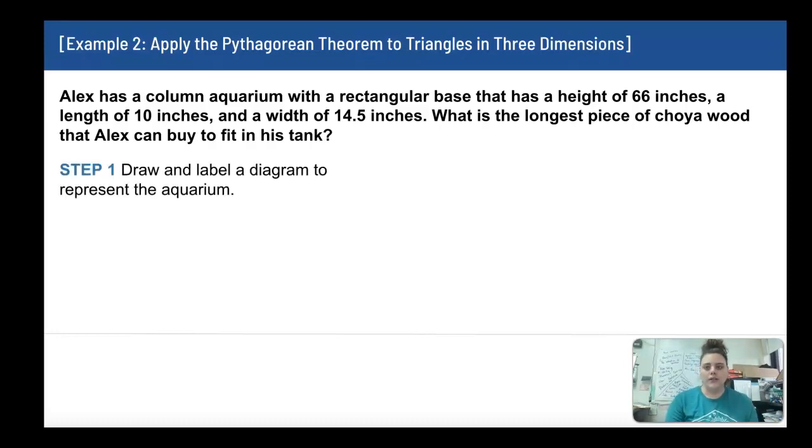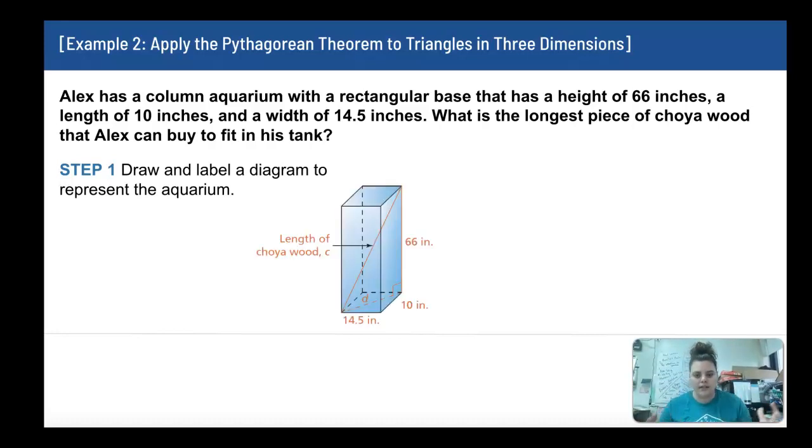Well, the first thing we want to do is draw a picture because I want to be able to see this and see where things go. So I've already done this for you in your notes. So we have a rectangular fish tank aquarium, and we see the height is 66, the length or depth is 10 inches, and the width across is 14.5 inches. We want the length of the cholla wood to go along the diagonal of this 3D space.